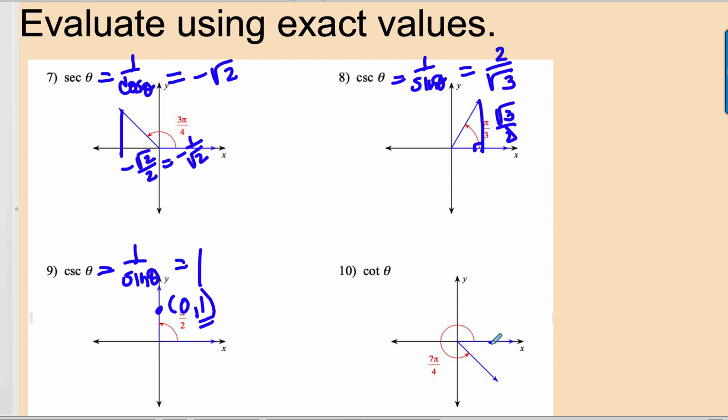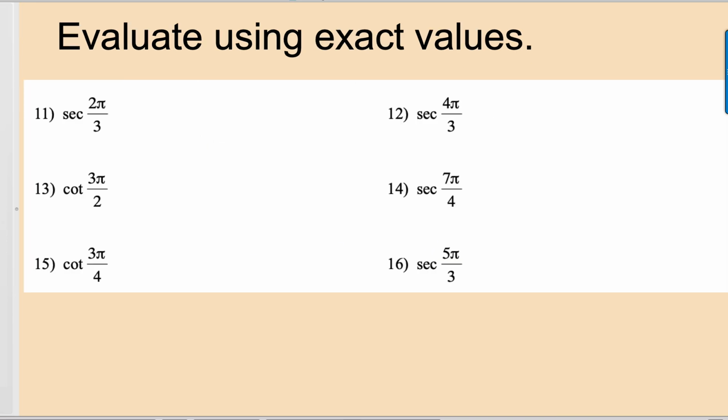Cotangent right here, we're taking a look at the reciprocal of tangent. They are both the same length because the reference angle is pi/4, so these are both the same length, except that this is negative and this is positive. So adjacent over opposite will be -1. Let's go ahead and have you stop the screencast and see if you can do these on your own.